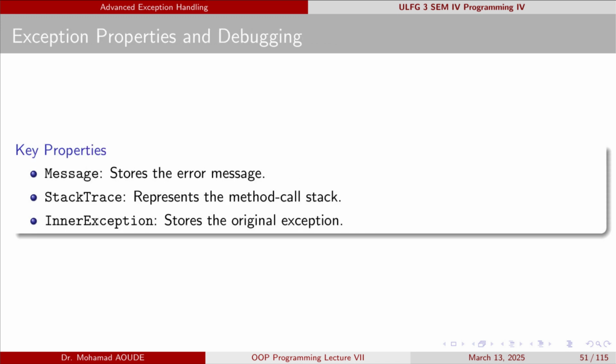Every exception has key properties: Message, a human-readable description; StackTrace, the sequence of method calls; and InnerException, the original exception if it was wrapped. These properties are your best tools when troubleshooting bugs.